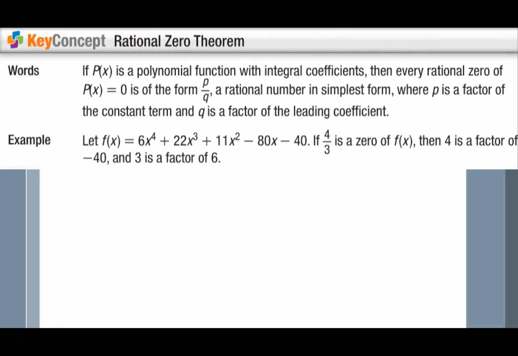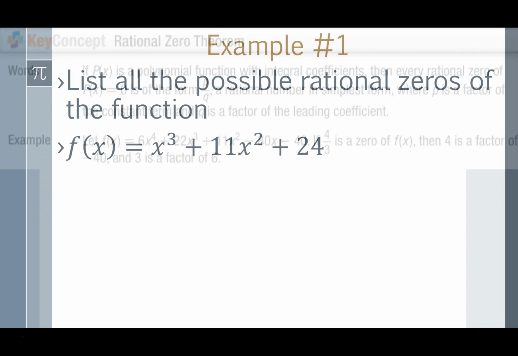So the way the rational zero theorem works is that if we have a function p of x, then every rational zero of p of x is going to be of the form p over q, where p is the factors of the constant term at the end, and q are the factors of the leading coefficient in the front. So, for example, if we have 6x to the fourth plus 22x cubed plus 11x squared minus 80x minus 40, 4/3 could be a solution, because 4 is a factor of the negative 40 and 3 is a factor of the 6 in the front. So what we're going to do is just practice listing these out to see what could work.